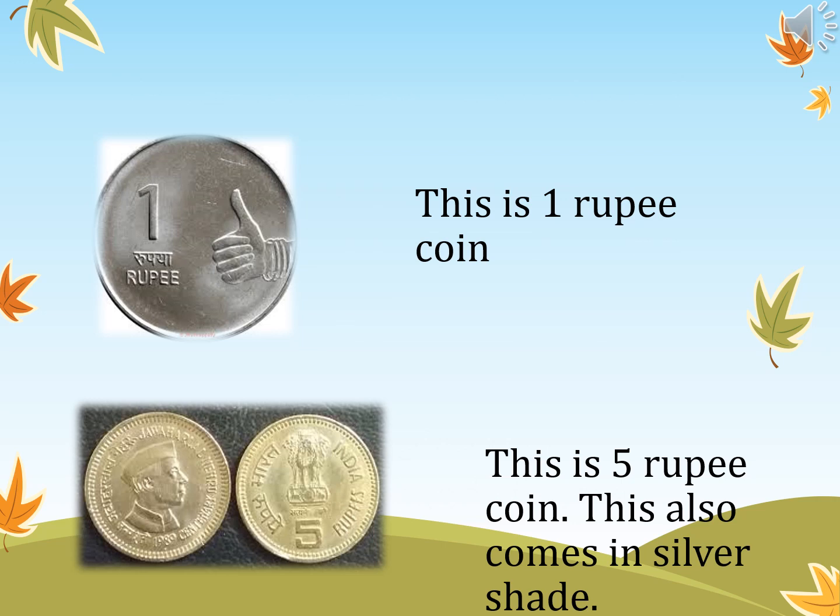Here you can see two pictures. The first picture is of a 1 rupee coin. You can see it at your home also. The next picture is of a 5 rupee coin, which is golden in color and also comes in a silver shade. You can see it in both silver and golden color. Let's move ahead to the different note or coin types.